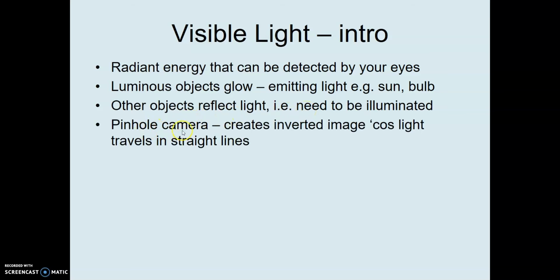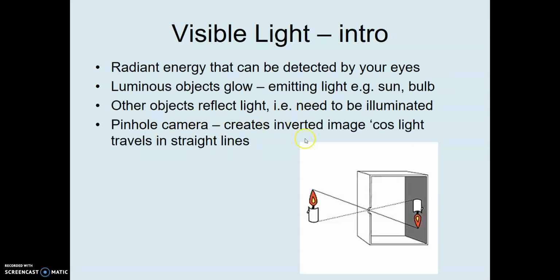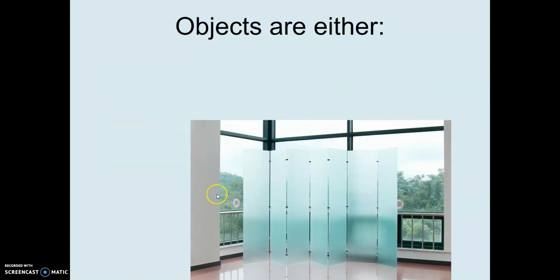The pinhole camera creates an inverted image because the light rays travel in a straight line. So the only place that flame could be seen inside the box is over there. The very first cameras were just a box with a hole in it and some photographic paper at the back, which was sensitive to light. So we represent the light rays as arrows.